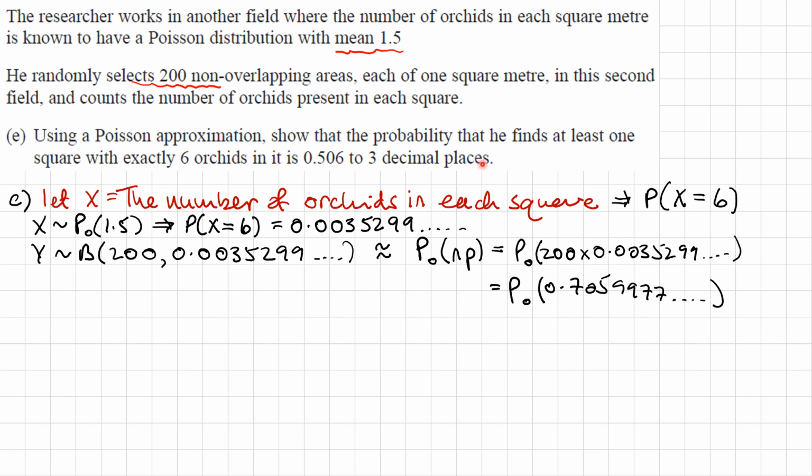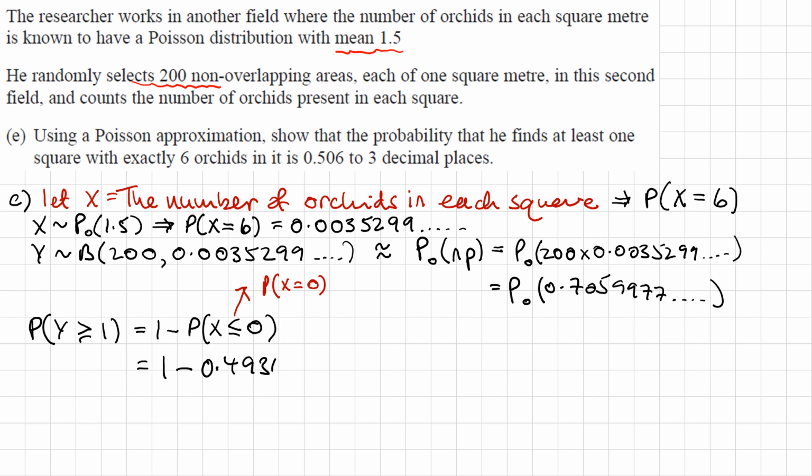Now we've got this bit here. So show the probability that he finds at least one square of exactly 6 orchids. So at least one square means at least one or more, which is equal to 1 minus the probability that X is less than or equal to 0. Now less than or equal to 0 is actually equal to 0. We can do it either way, so you could put just probability X is equal to 0 because it isn't going to be anything else. So now we're going to use our calculator to work out what this is. So it's going to be 1 minus, and this is 0.49361, and so on. Now this is using this approximation here, so using this value of lambda.